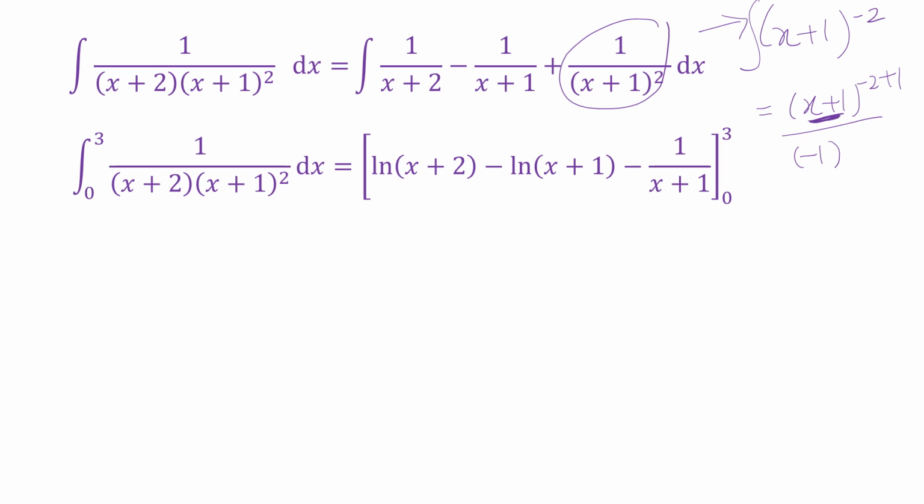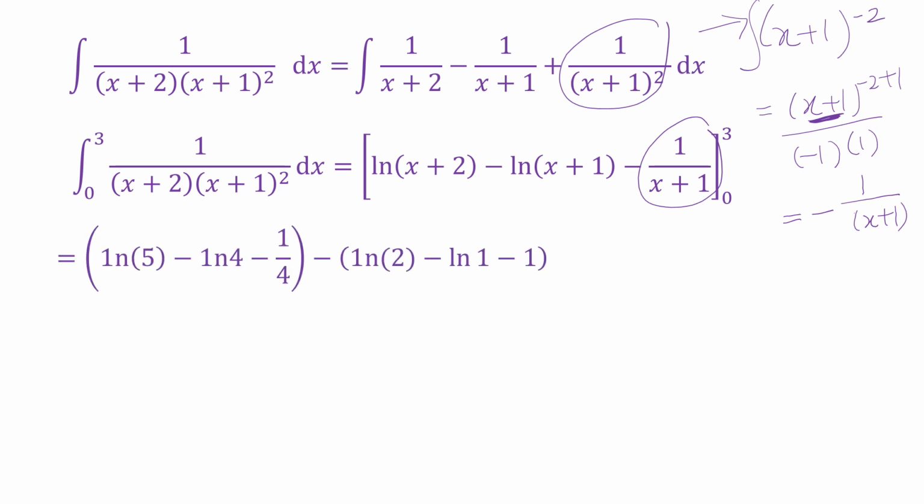Differentiation of x plus 1 will give me 1. So that will give me negative 1 over x plus 1. So that explains this part here. And you just put in the limits. Let x be 3. So I would advise you to do the substitution properly. Let x be 3.